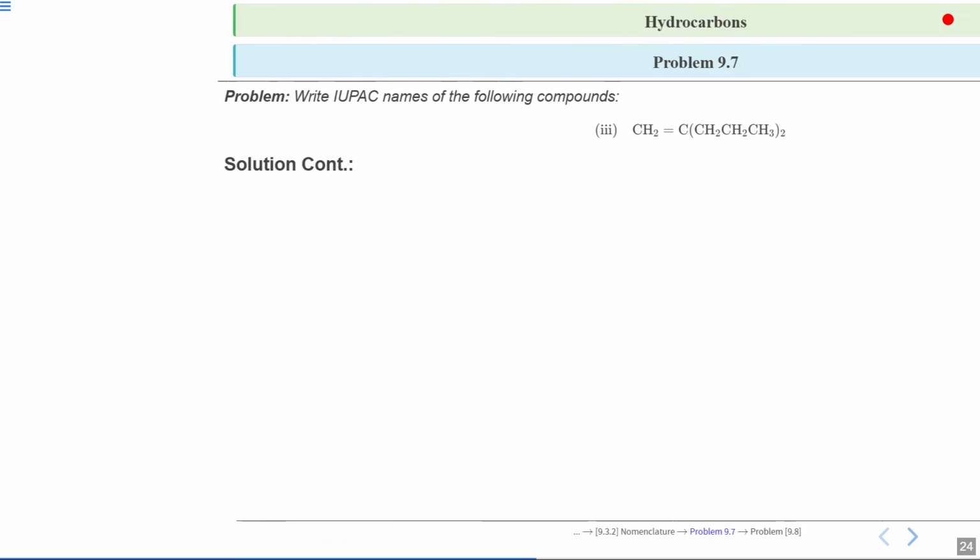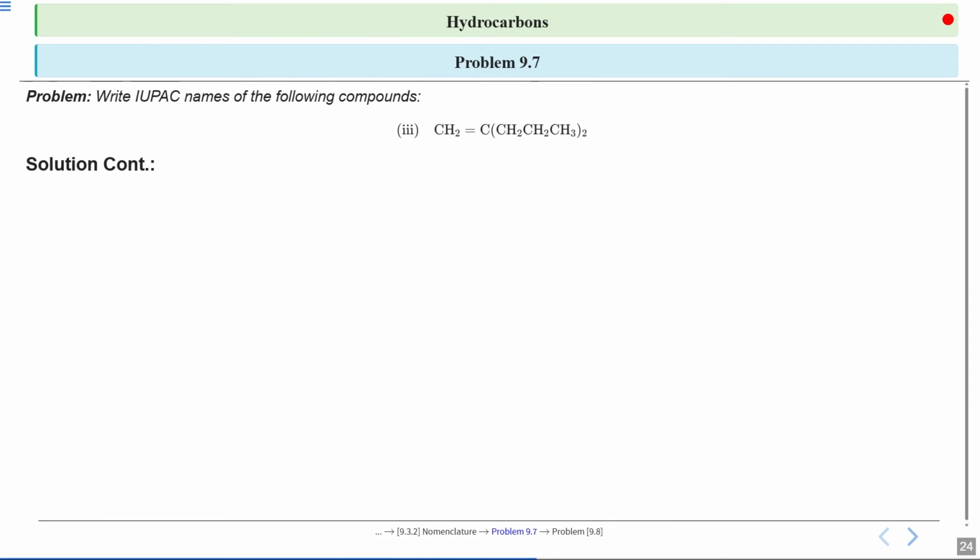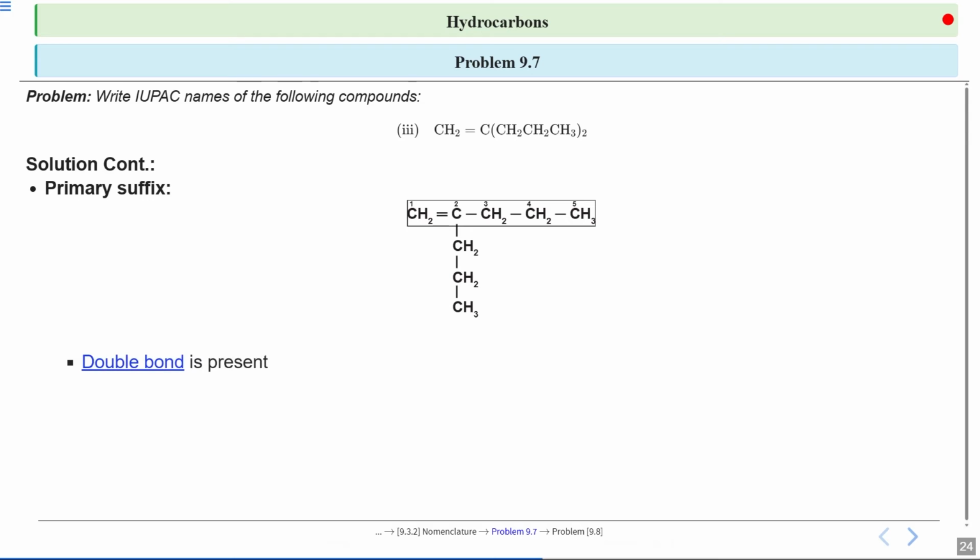Now, with this correct numbering, what can we say? We have to decide the primary suffix now. The primary suffix is decided by looking at the double bond. The double bond is present here, we can clearly see it. Therefore, the primary suffix is "-ene". In conclusion, the double bond is present at the first position. Therefore, your primary suffix will be 1-ene.